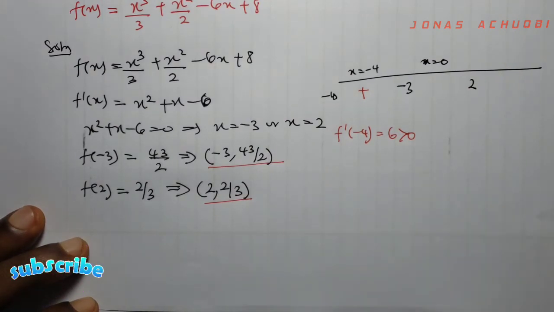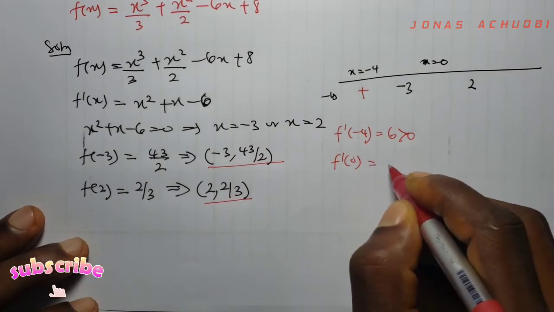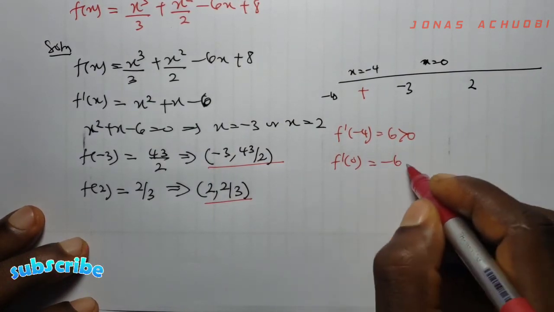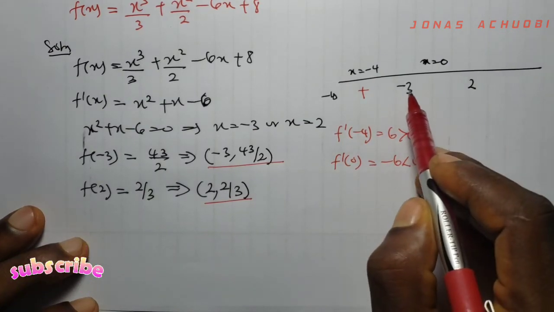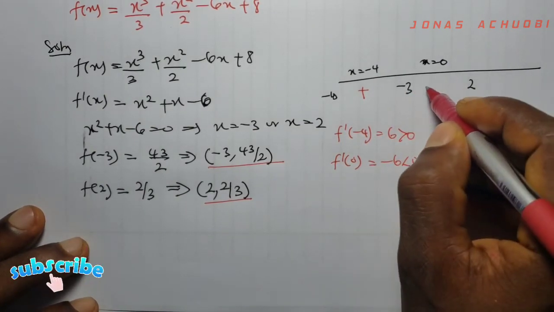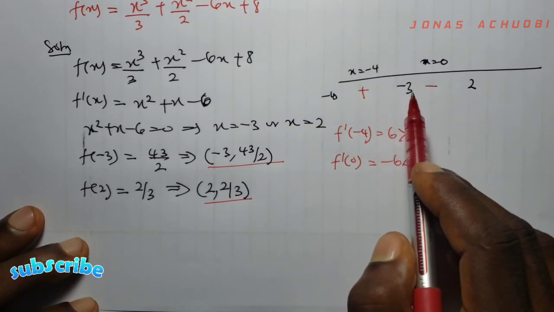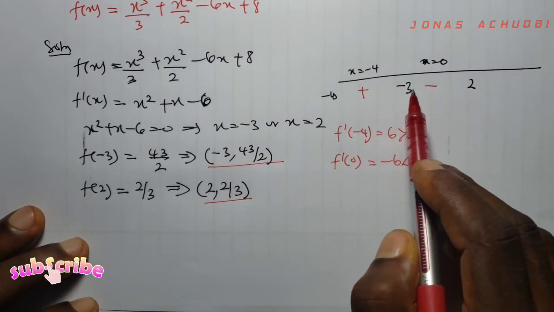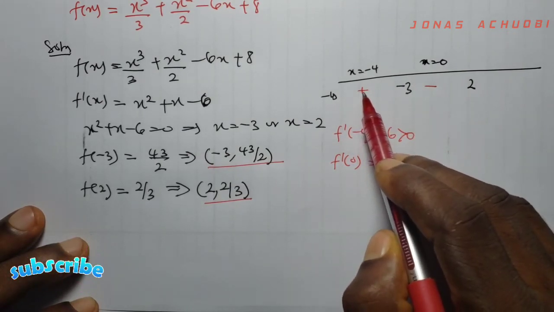If x is equal to 0, then f prime of 0 gives me minus 6, and minus 6 is negative. It means that on the right side of this critical number, we have negative. So what does this mean? It means that at this critical number x equal to minus 3, the slope changes sign from positive to negative.